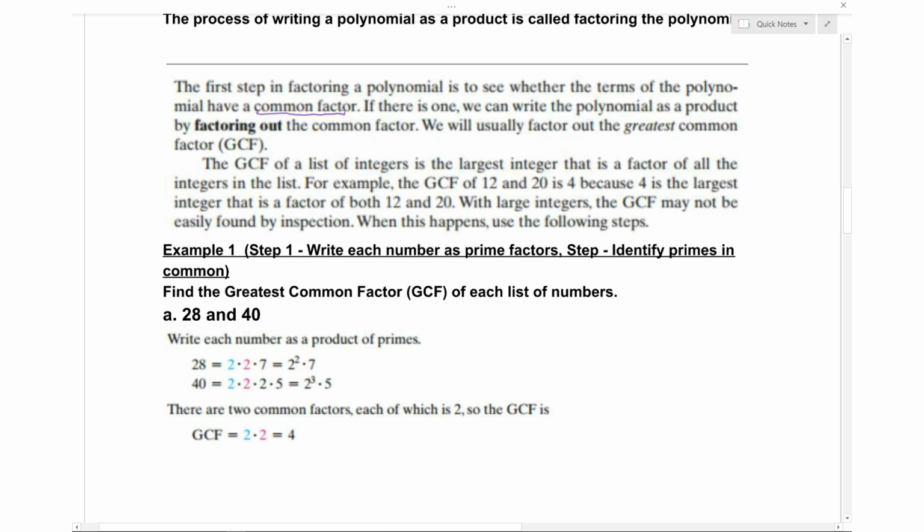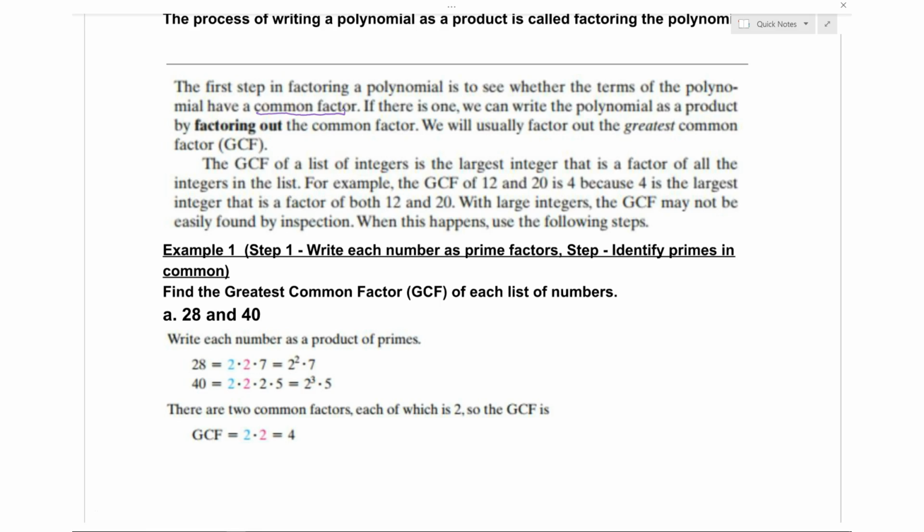The GCF of a list of integers is the largest integer that is a factor of all the integers in the list. For example, we have 12 and 20. The GCF is 4 because 4 is the largest integer that is a factor of both 12 and 20.